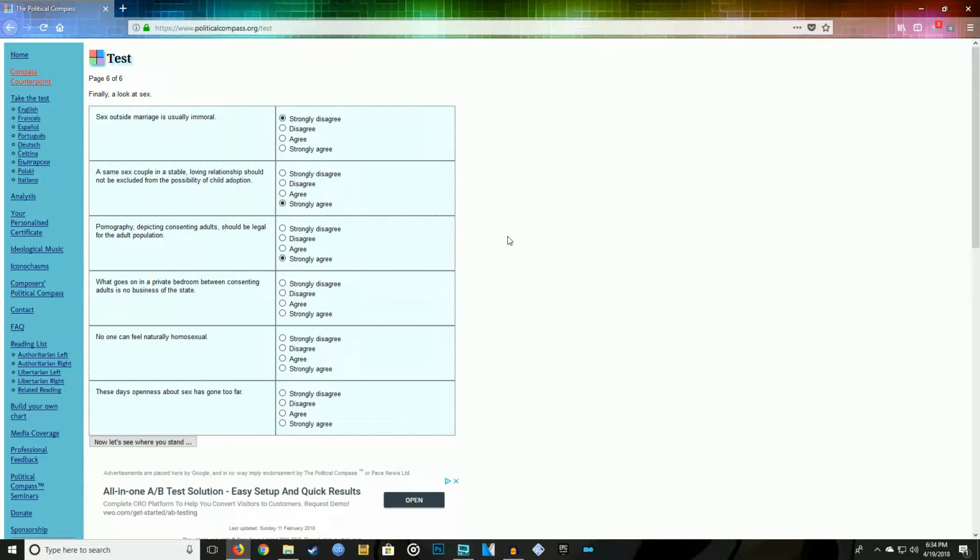What goes on in a private bedroom between consenting adults is no business of the state. Strongly agree. No one can feel naturally homosexual. Strongly disagree. I've seen countless examples of all types of animals engaging in homosexual behavior. Nothing wrong with it. These days, openness about sex has gone too far. I disagree. I don't know how far is too far for being open about your sexuality.